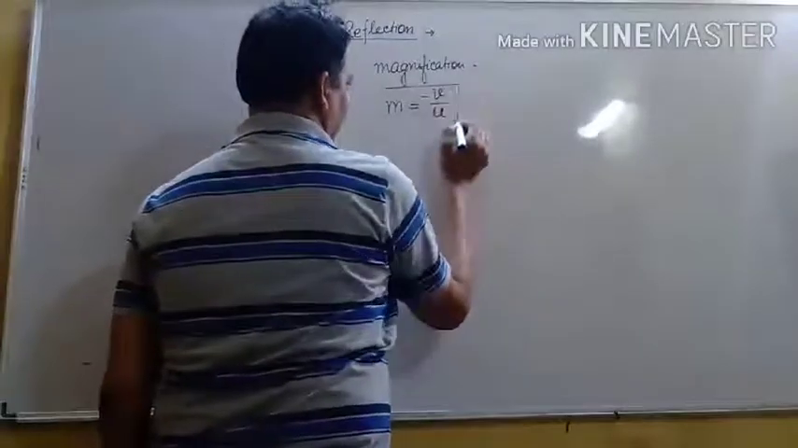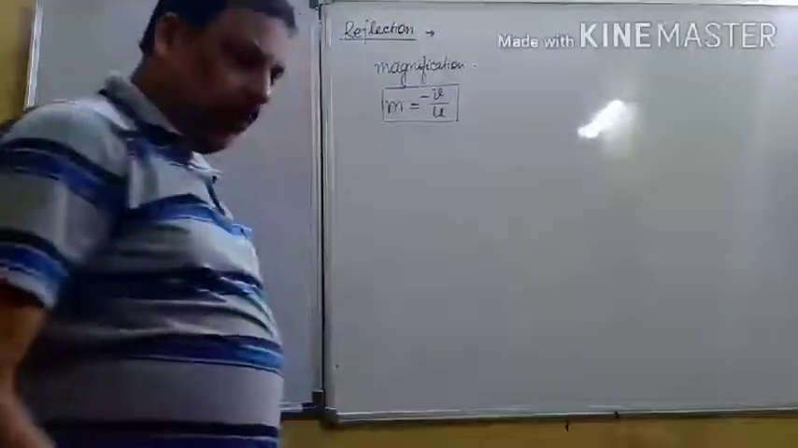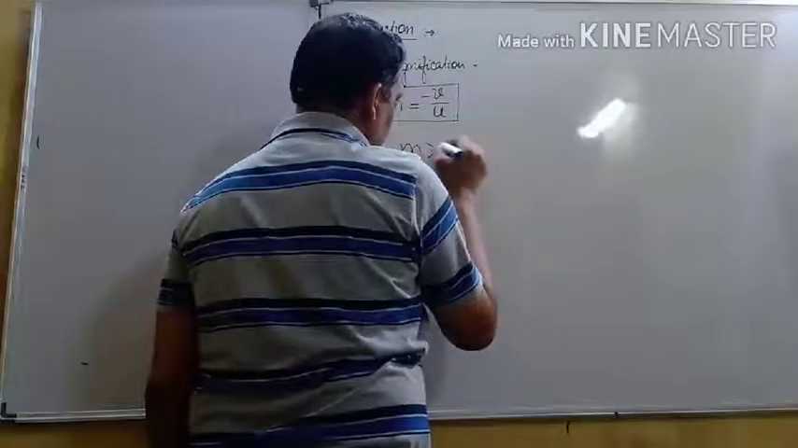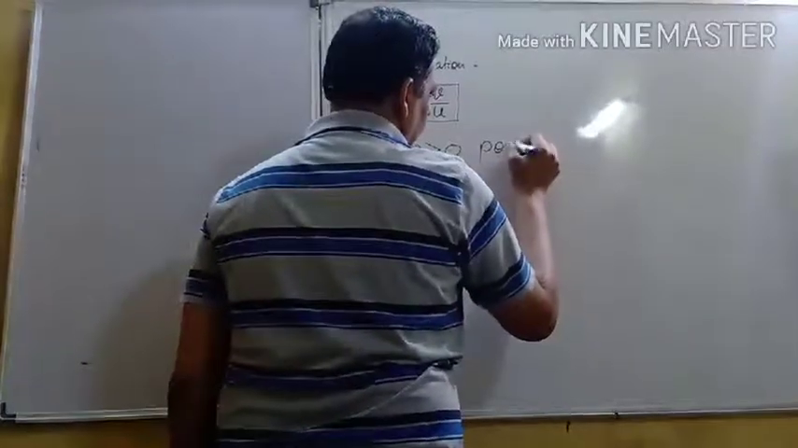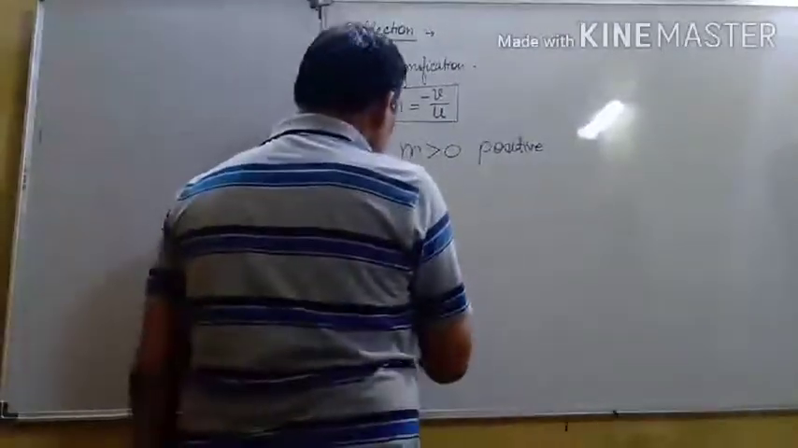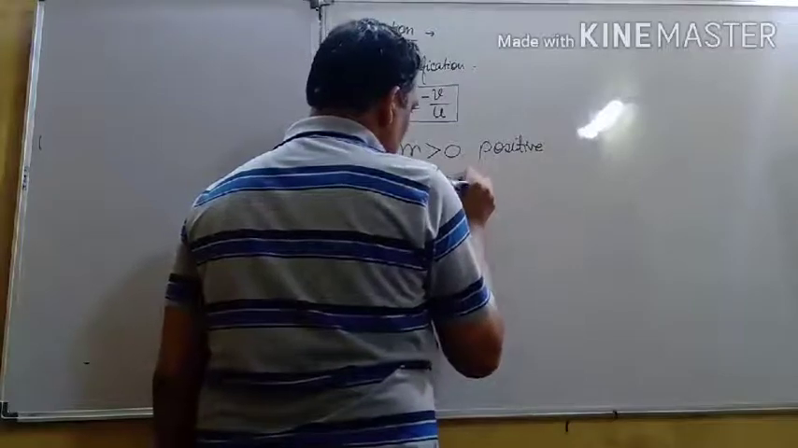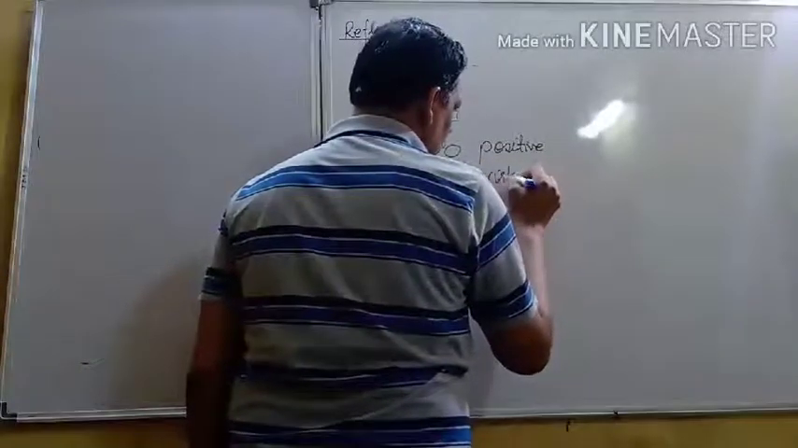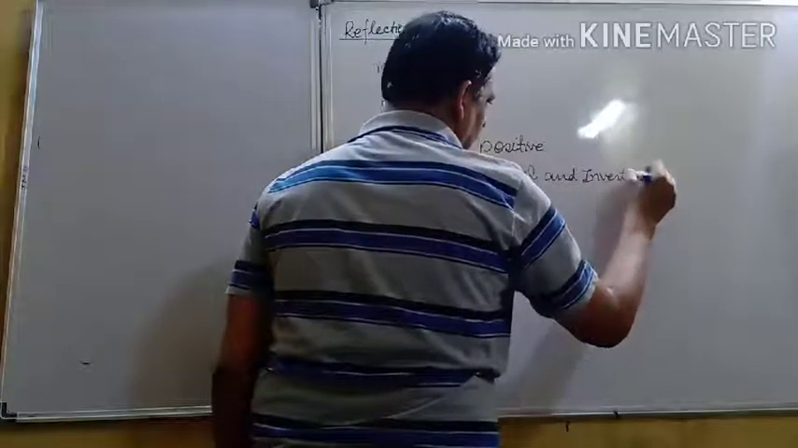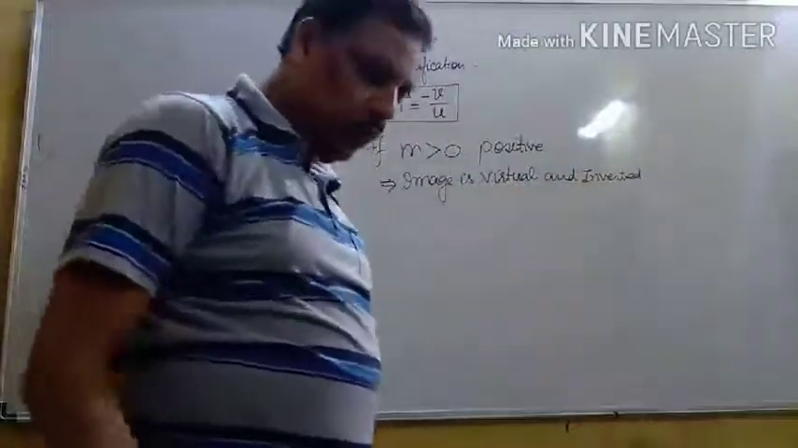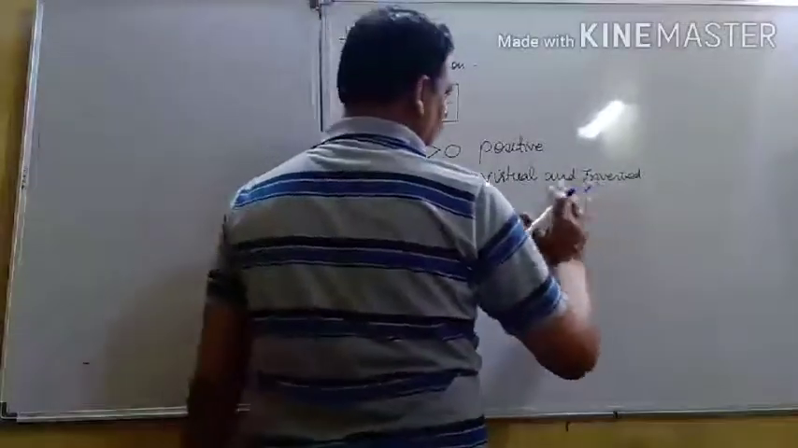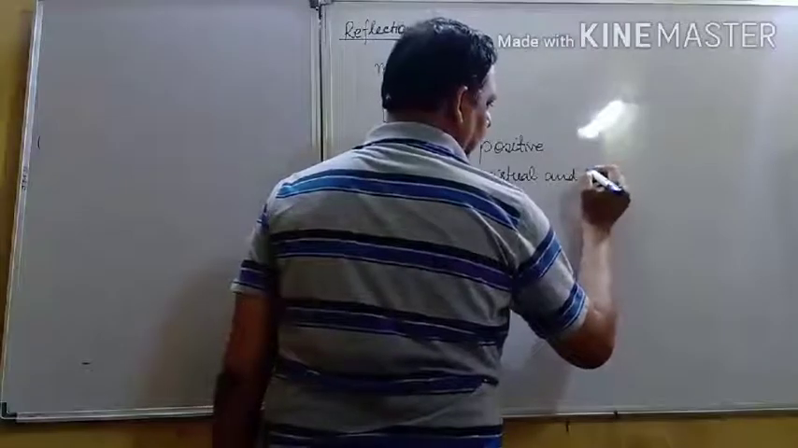This was the case. Now, if the value of m is greater than 0, meaning positive, it is possible only when the image is virtual and erect. In this case, the image is virtual and erect. Virtual always comes with erect.